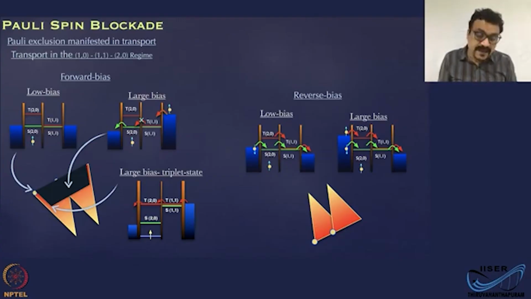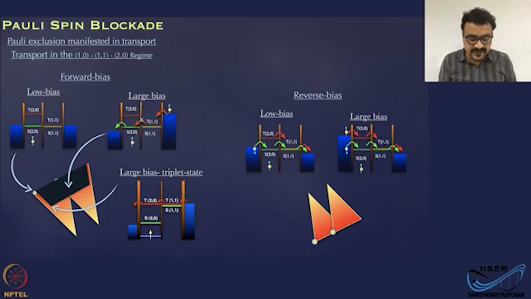Now, this singlet-triplet splitting is a function of the dot geometry and the coupling. So that remains the same throughout this discussion, throughout the measurement that we are discussing. Okay. Now in the low bias regime, the levels are aligned in this fashion.